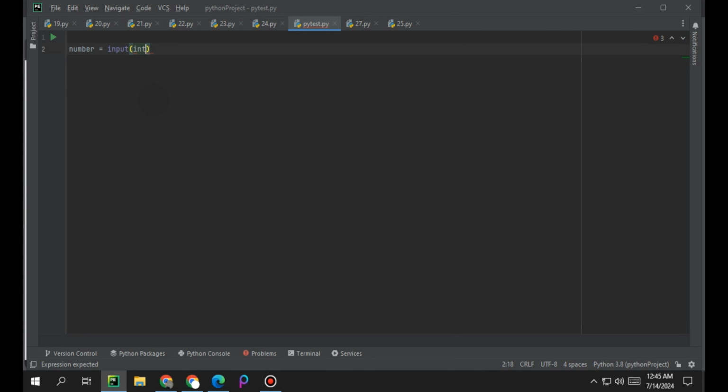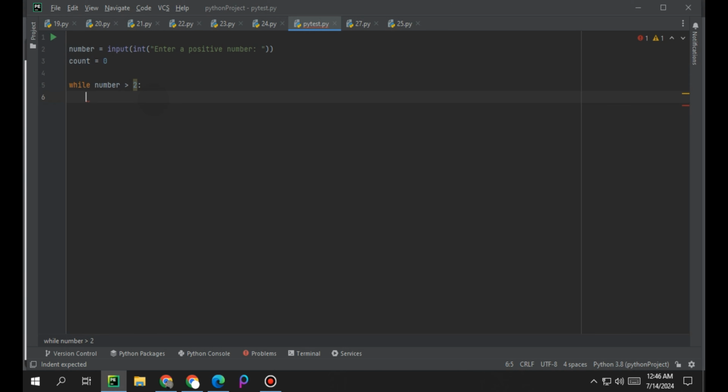integer. Enter a positive number, right? So next we need a count variable. We initialize this to 0, and next we need a while loop, so it will loop through until the division becomes less than 2. So here until the number is greater than 2, it will continue the loop until the number is less than 2, right?